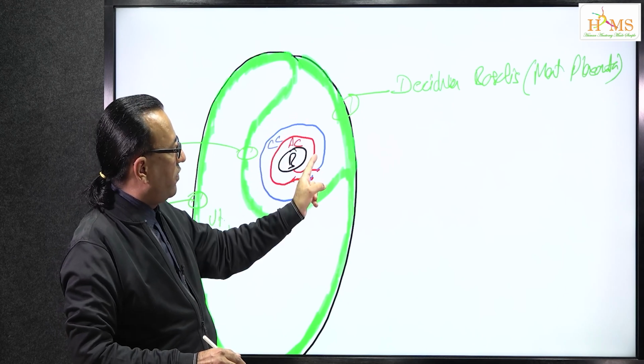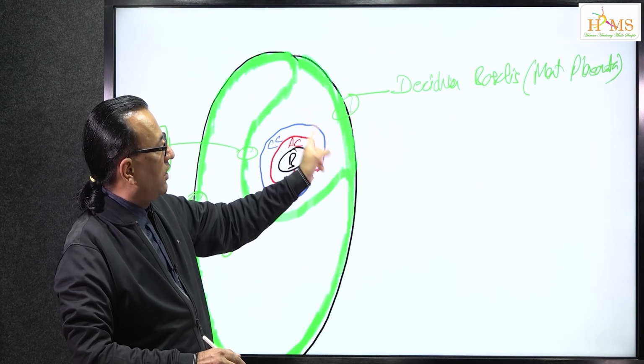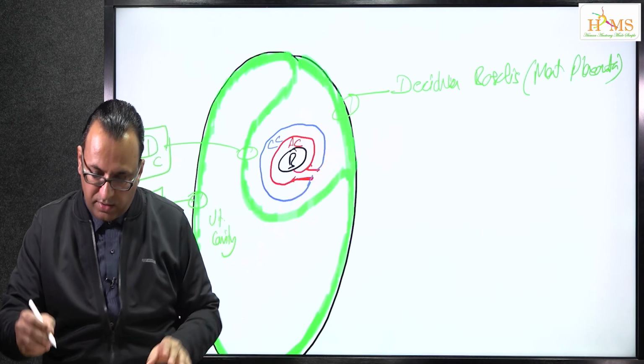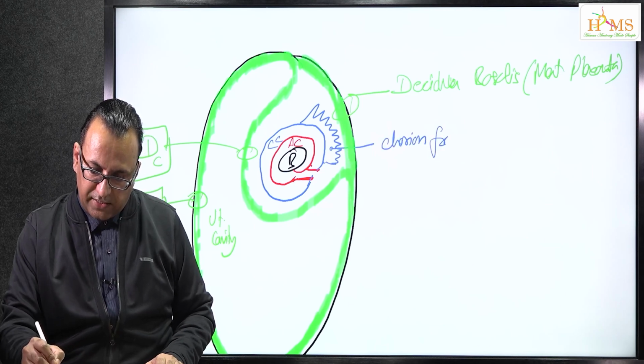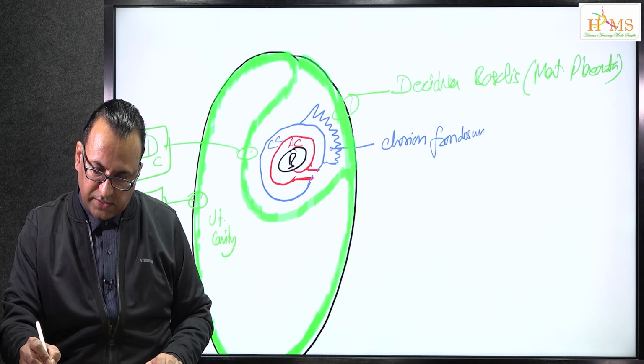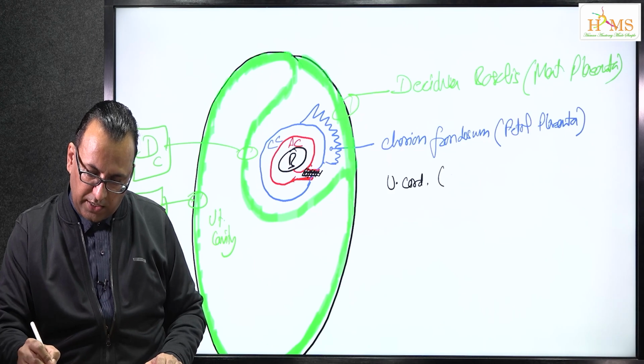Now, it is this chorion towards the decidua basalis which is having finger-like projections, the chorionic villi. You can show them here, the chorionic villi, and this is what we are calling the chorion frondosum. That is the fetal placenta. And now this is the region of the umbilical cord or the connecting stalk.